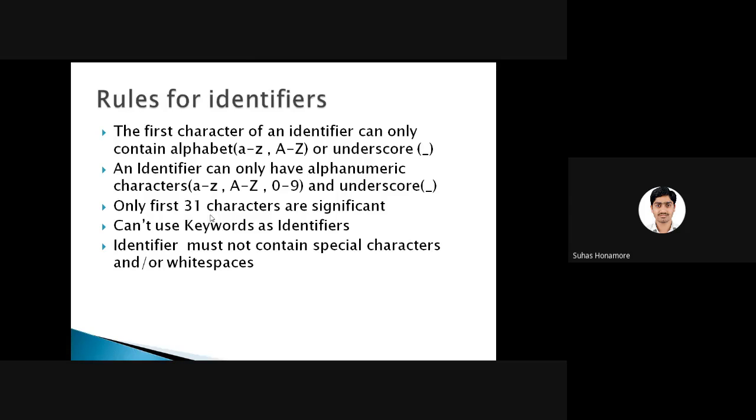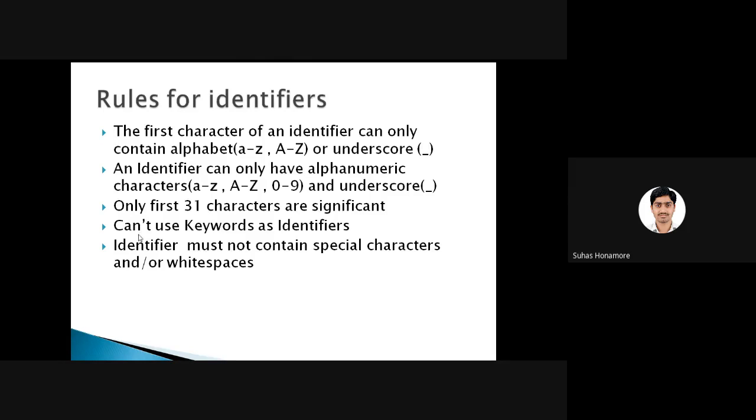Only the first 31 characters are significant. So whenever you are writing a variable name, a maximum of 31 characters you can give. The length of that variable name, the first 31 characters are significant, so that's nothing but a maximum of 31 characters you can give. More than that you should not give, or the system will throw an error, or only the first 31 characters it will consider. Depending on the versions of systems, it will perform differently. So we can say a maximum of 31 characters are allowed.